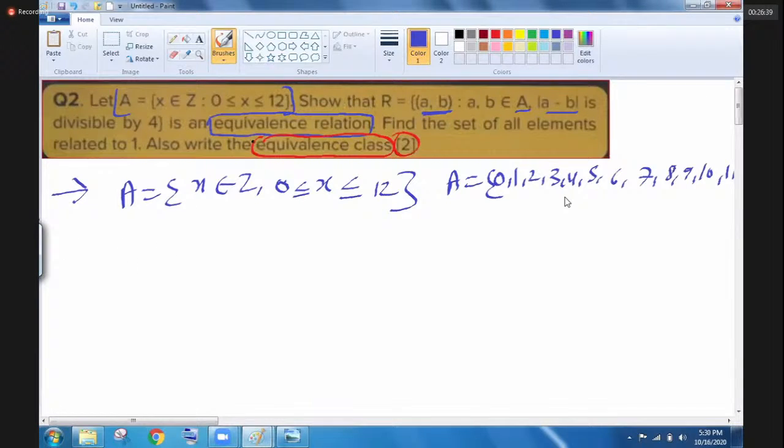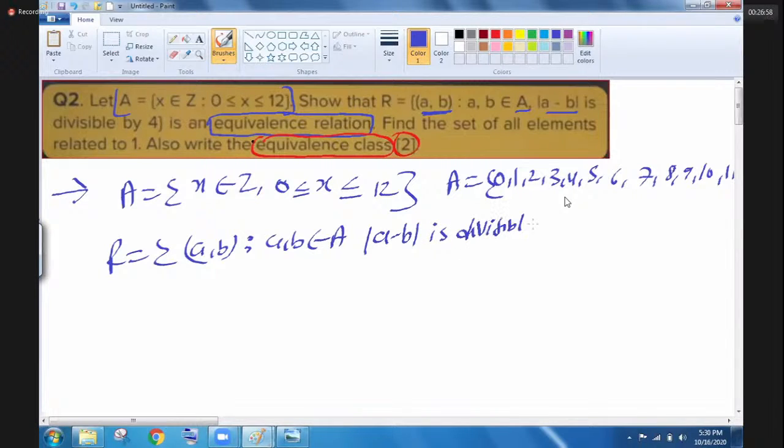Let's look into what they want us to do. The relation is given like this: ordered pair (a, b) should be such that a and b belong to A, so both should be elements of A, and the modulus of a minus b is divisible by 4. Oh my goodness. This kind of definition will be given to you in the exams. So let's find out the relation.